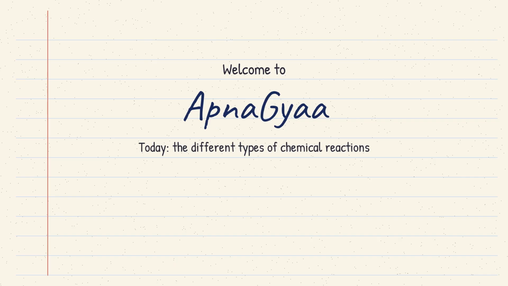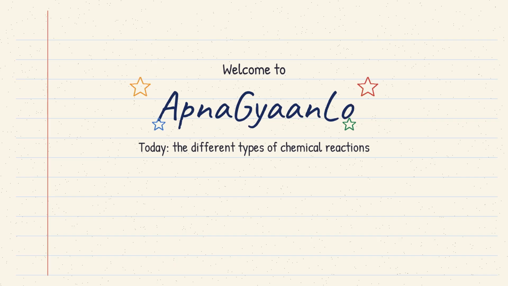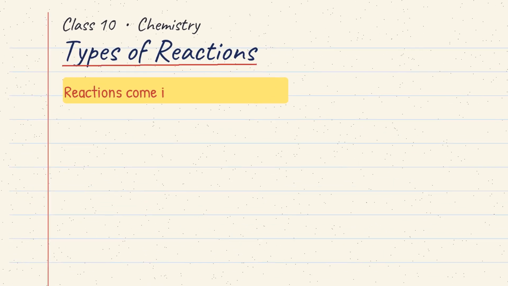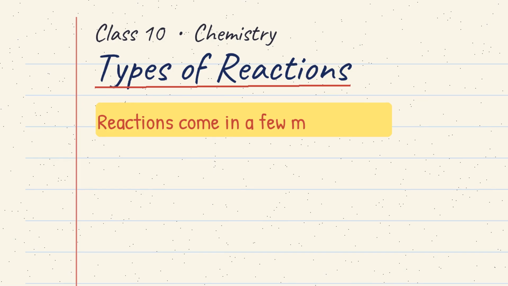Today, the different types of chemical reactions. Reactions are not all the same. They come in a few clear types. Once you know them, you can recognize almost any reaction. Let's go. There are four main types of chemical reactions, plus one idea about heat. Let's take them one by one.